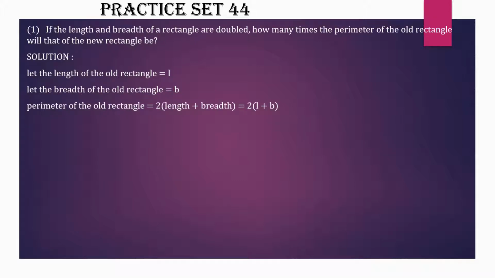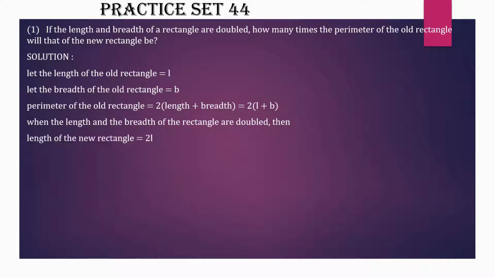Perimeter of the old rectangle. The formula for perimeter will always remain the same whether the rectangle is old or new. So perimeter of the rectangle will be 2 into (length plus breadth), which is equal to 2 into (L plus B). When the length and the breadth of the rectangle are doubled, then the length of the new rectangle will be equal to 2 into L. Breadth of the new rectangle will be equal to 2 into B. Because in the question it is given that length and breadth of the rectangle are doubled. So it will be twice length and twice breadth.